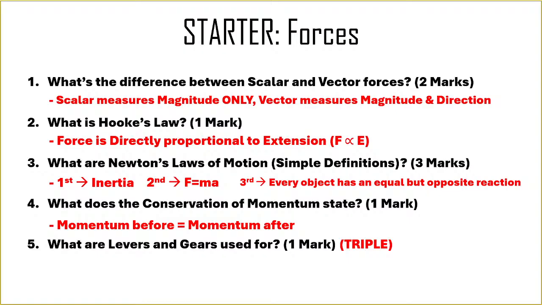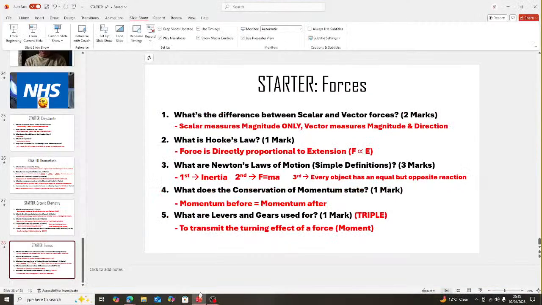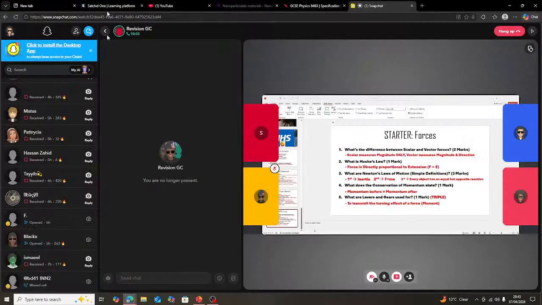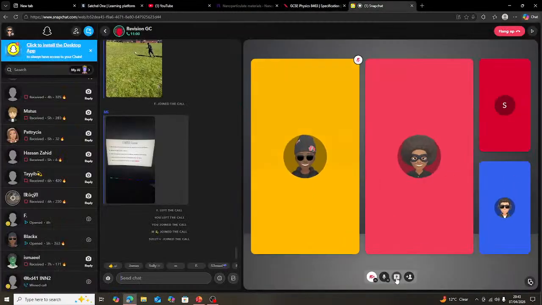Perfecto. Levers and gears. I don't know that one. Transmit the turning effect of a force. No. That's so long. I know.